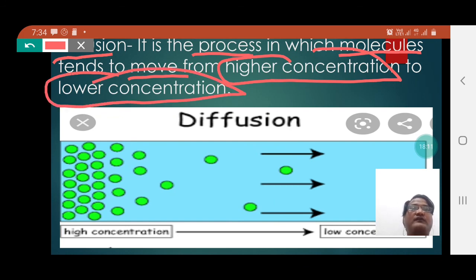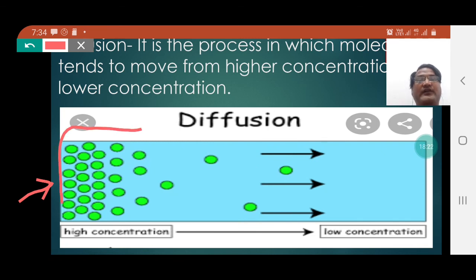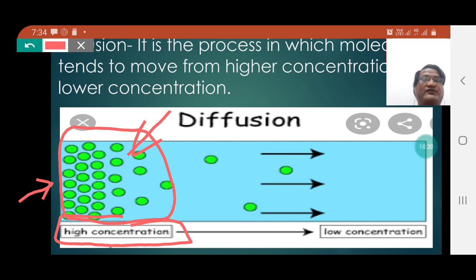So students, this concept will become more clear if we concentrate on this picture. Students, here we can clearly notice that the concentration of molecules is more. So that is why here it is mentioned higher concentration. While on the other side, students, the concentration of molecules is very low. That means a much lesser number of molecules are present here.